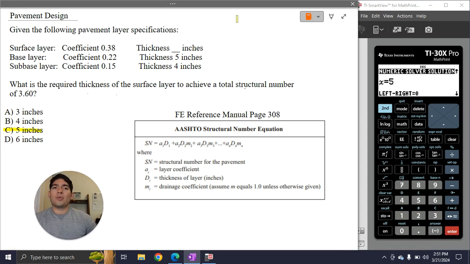So that was a pretty straightforward problem. Basically, all you really needed to know was what the actual equation for structural number is for AASHTO pavement. And then you just use that equation in conjunction with your calculator to quickly solve the problem.